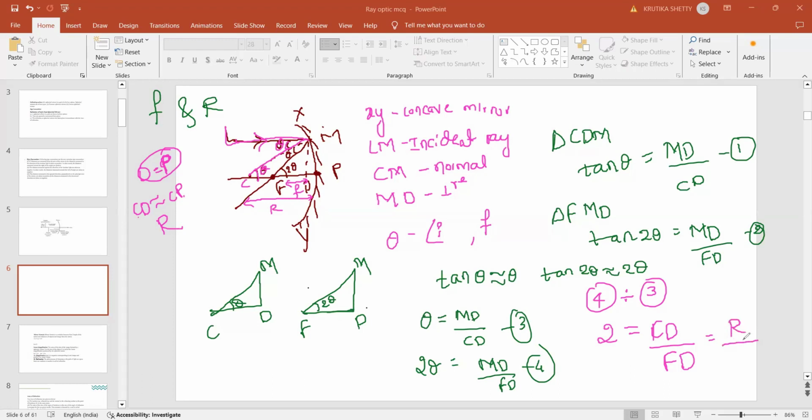Divided by FD. So what is FD? F to D. Again, the D point is very close to the point P. So the distance between the focus and the pole is called the focal length. Therefore we can write it as R divided by F, or simplify it as F is equal to R by 2, the relation between focal length and the radius of curvature, or R is equal to 2F.